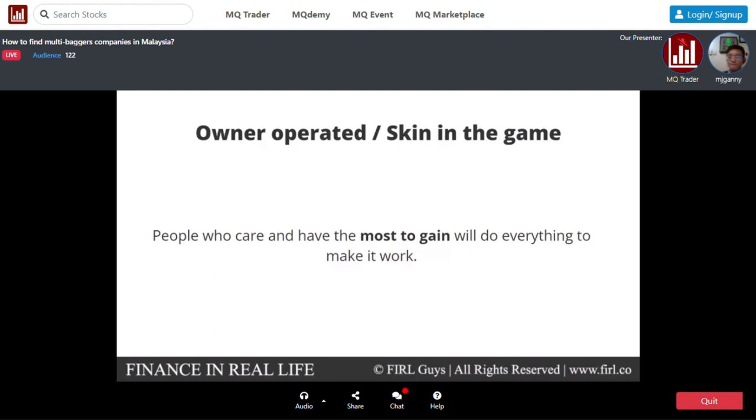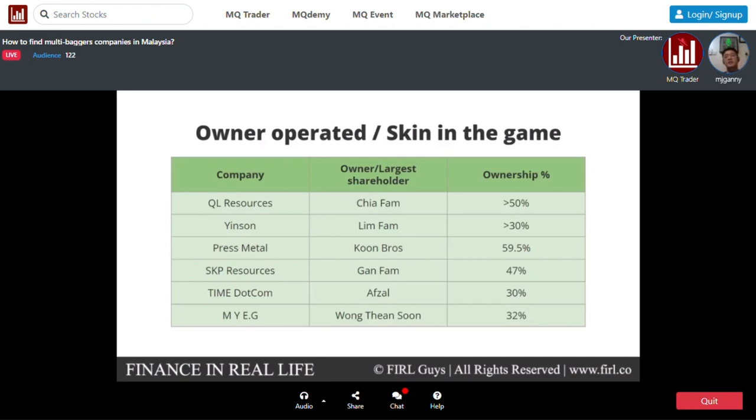That's just how it is. So you can see, of the six companies, right? Kiel Resources, Chia Family, more than 50%. Yinsen, Lim Family, more than 30%. Kuhn Brothers, almost 60% for Press Metal. SKP, Gun Family, 47%. Time.com, Afzal, 30% using his Pulau Kapas vehicle. And of course, Mr. Wong Tien Soon with MyEG at 32%.